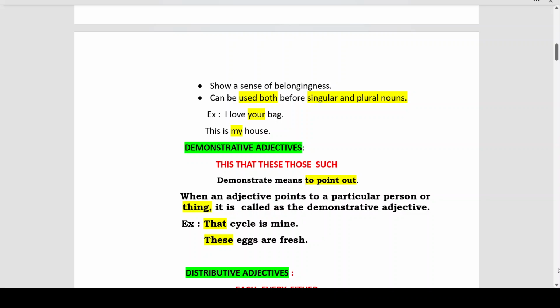Now, for example, I am telling you that that cycle is mine. What am I telling you? I am pointing out and telling you that that cycle over there is mine.